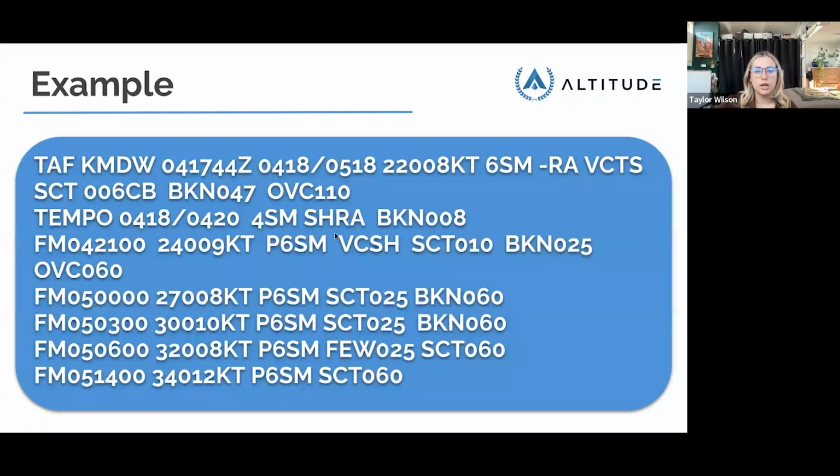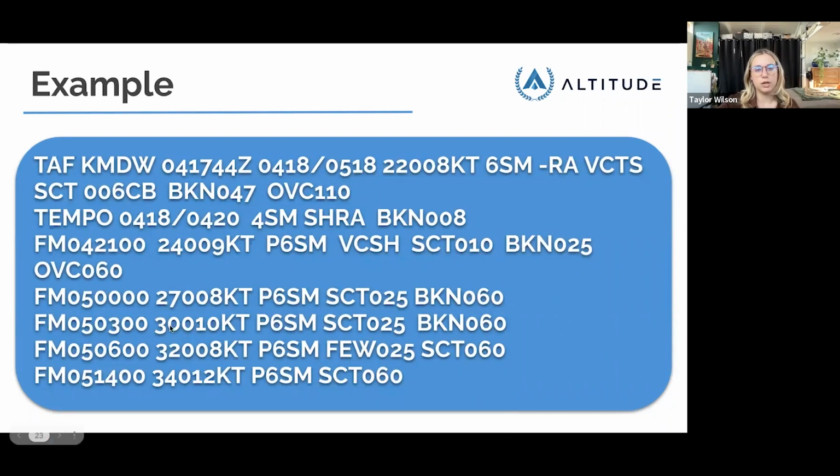I will answer that question that you threw in there at the end of all of these slides. Perfect. Yep. So our lowest ceiling between the scattered and the broken is actually going to be 6,000 feet. Scattered does not count as a ceiling, but a broken layer does. So our lowest ceiling here would be 6,000 feet.